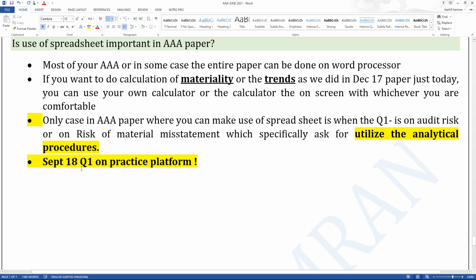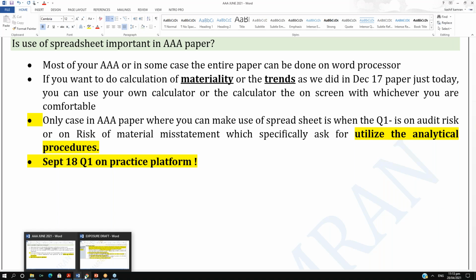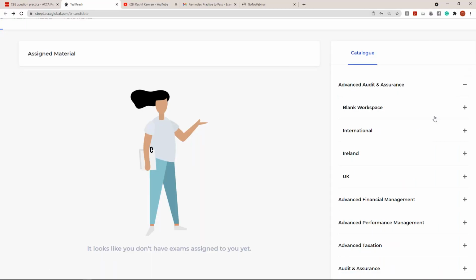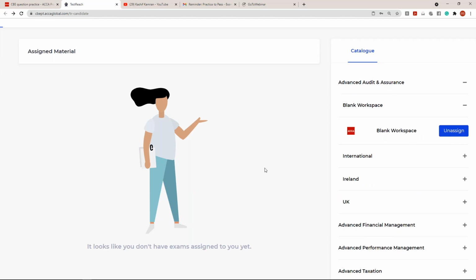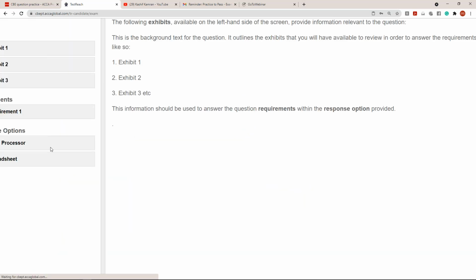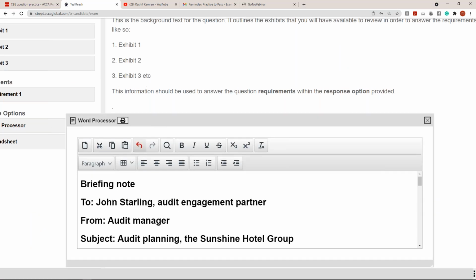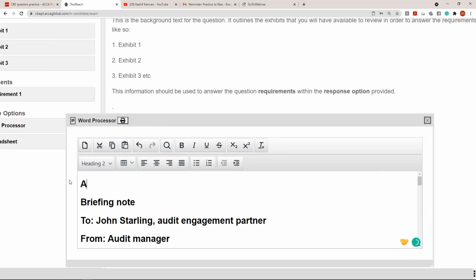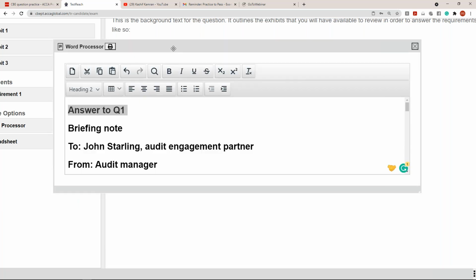No, you should put the answer numbers when you're using the word processor. When I was doing this word processor with you here, you can just put above the briefing note, answer to question number one. So you should put the reference to the question, so that it's easier for the marker to mark it. You should do that.